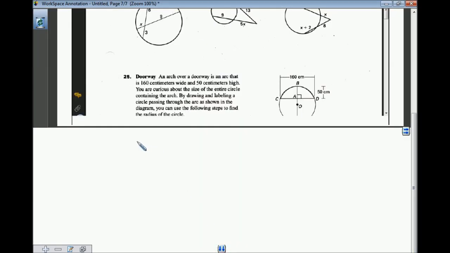All right. Apparently, I didn't copy all of this, so let's walk through this. This tells us there is an arch over a doorway that is an arc that is 160 centimeters wide, and 50 centimeters high. You are curious about the size of the entire circle containing the arc. By drawing and labeling the circle passing through the arc as shown in the diagram, you can use the following steps to find the radius of the circle. So the first thing they ask us to do is find AB.